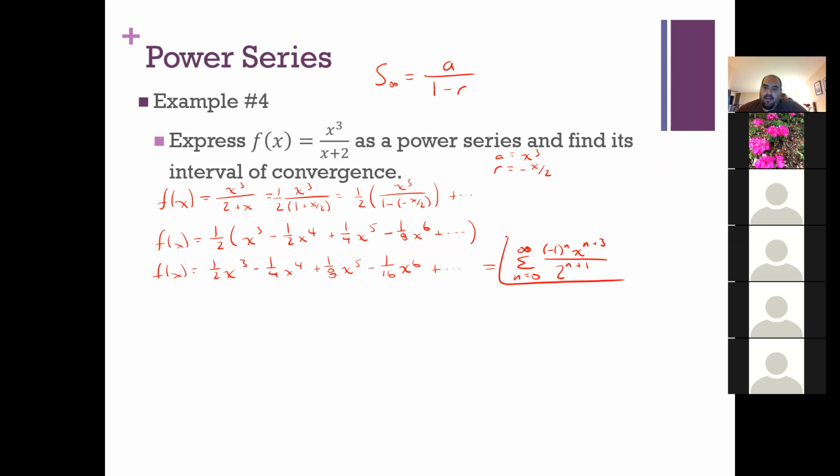Any questions on how I got this power series definition? So let's start looking at the ratio test again, so you can figure out that interval.